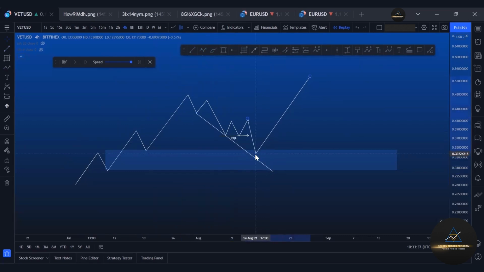Normally, I did this wrong. Normally it'll be like this, and it'll be in confluence. The third tap, 1, 2, and 3, will be in confluence with a stop hunt of the double bottom and a stop hunt of the previous structure.